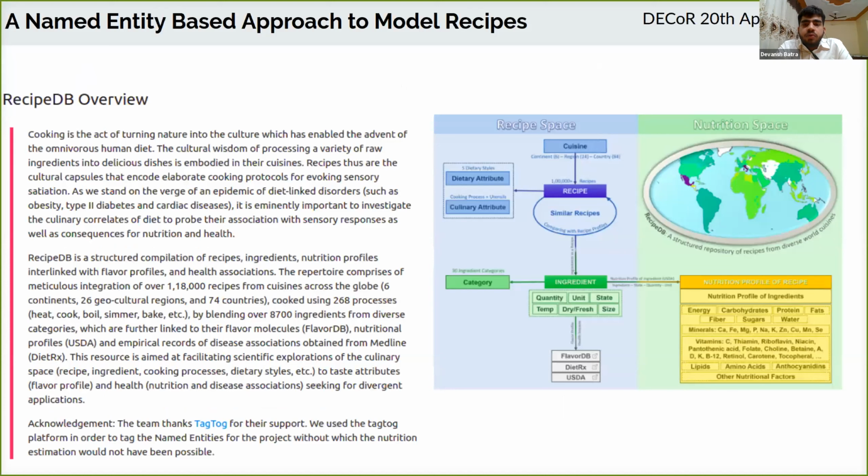I would like to give some idea about RecipeDB. RecipeDB, which was also mentioned by Jushan, is the dataset we have used for this purpose. You can go to the website and see all of the data and the model explanation which has been mentioned in these papers. So there are 118,000 recipes available on which we have done our experiments.